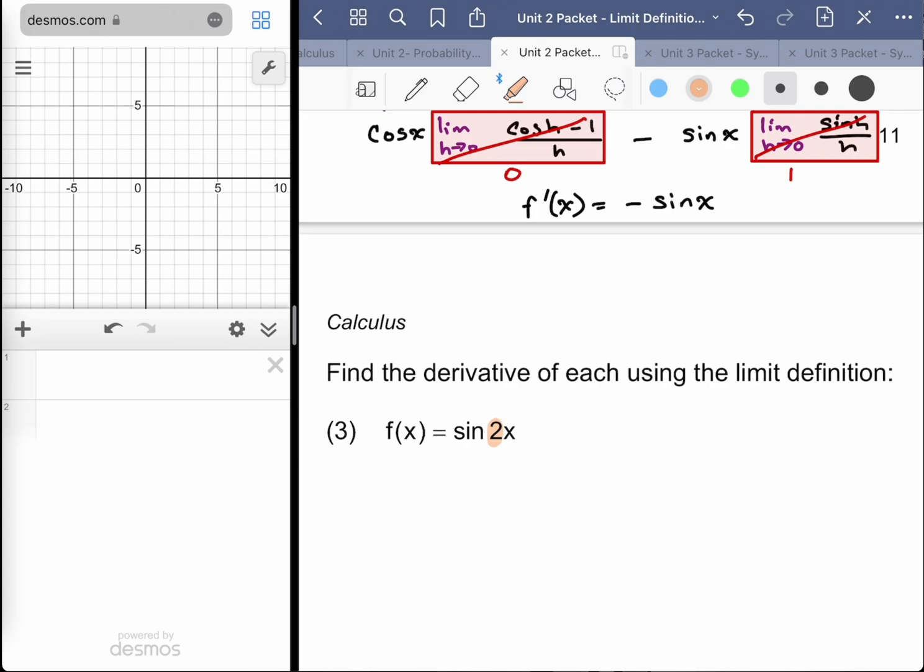So we learned that the derivative of sine is cosine. We also learned just now that the derivative of cosine is equal to negative sine. And we want to see if we can expand on that. So for number 3, now we have a coefficient of 2, but it's still going to be doable. There's an extra step in the early going that we'll have to account for.